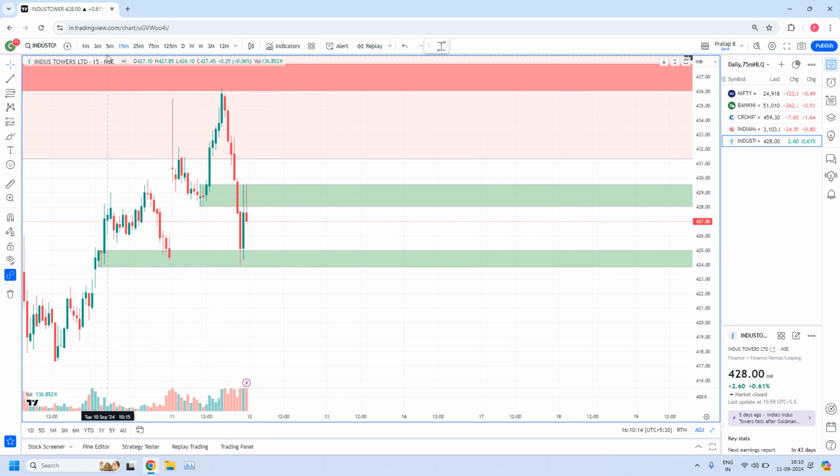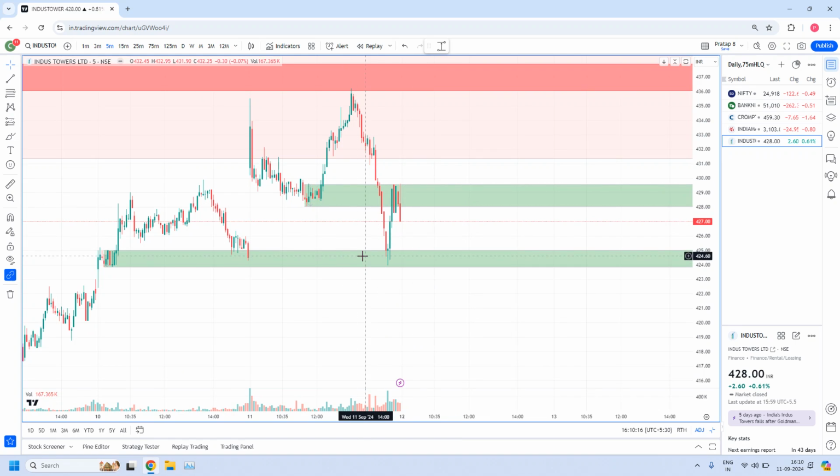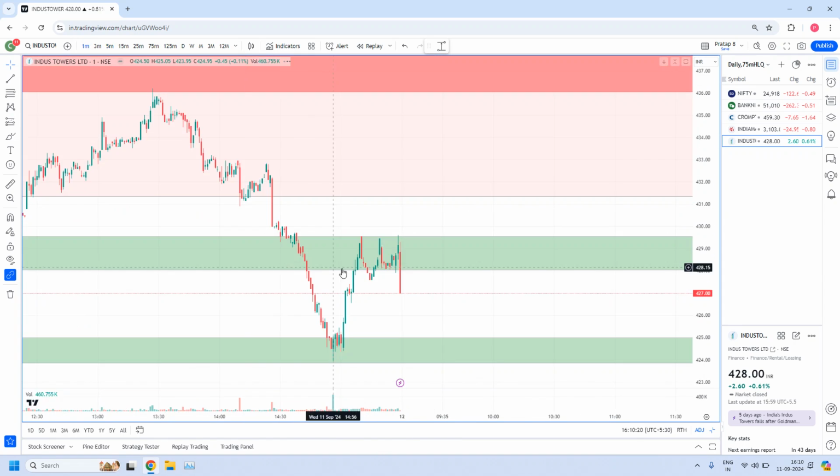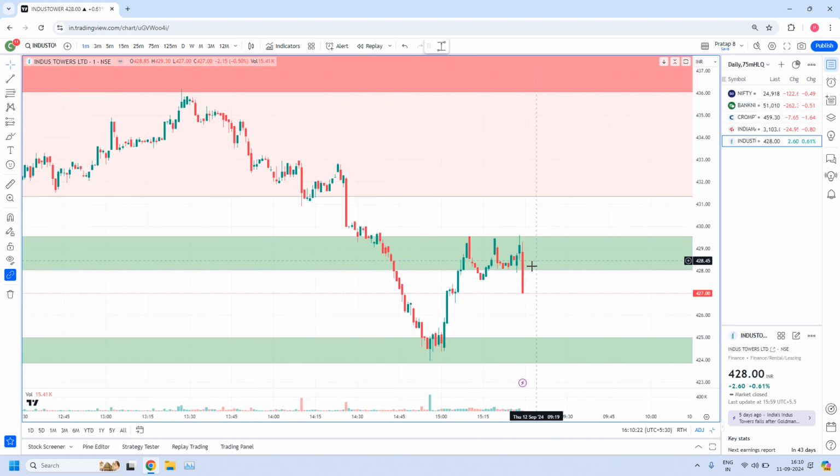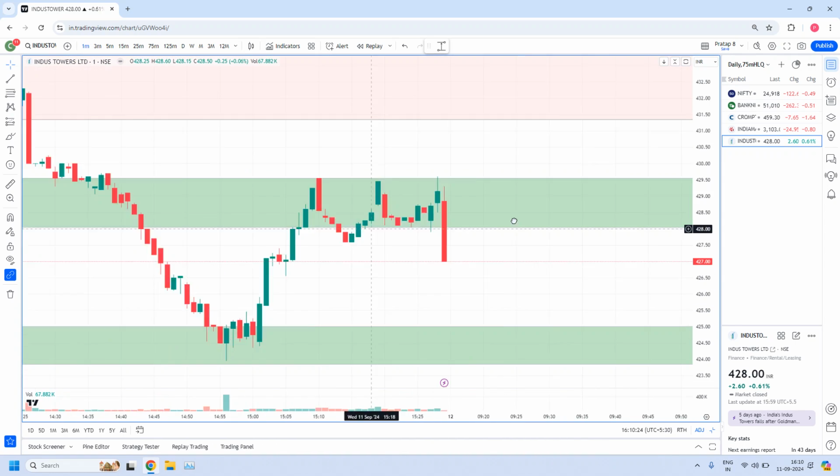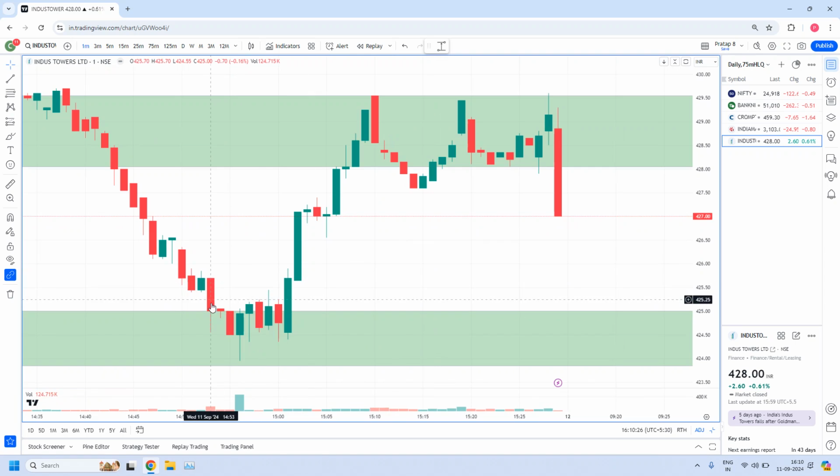So again you have two options. Option number 1, book the profit here, exit the trade. Option number 2, continue your trailing stop loss, go to the 1-minute time frame. Already you have a drop base drop there. This is the one.